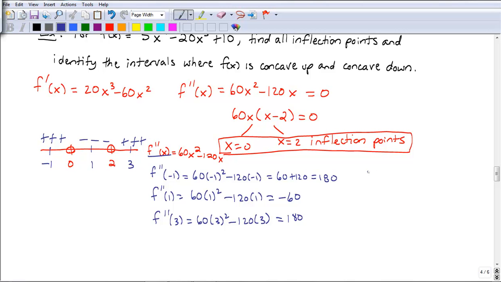So now I know concave up, that happens where the second derivative is positive. So from negative infinity to -1, and from 2 to infinity. And concave down is where the second derivative is negative. And that happens from 0 to 2.